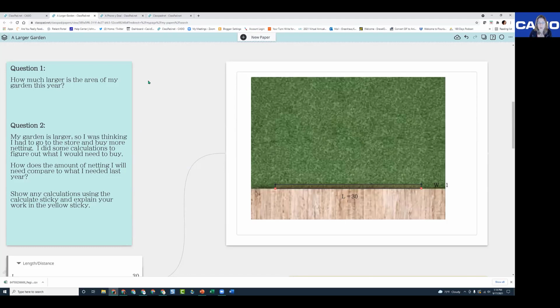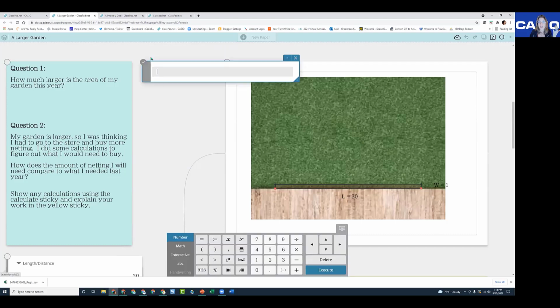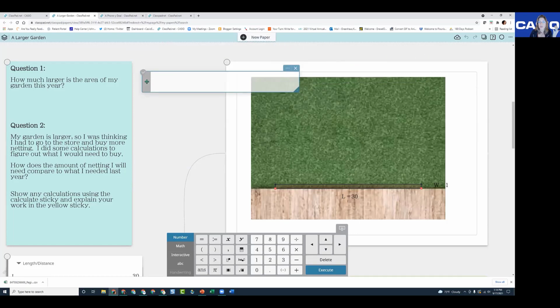So those of you not familiar with ClassPad, if I want to do a calculation or anything else, all I do is click on a blank spot, and here's my options, and I want to get a calculator out. And I can move this where I want. So I'm just gonna leave it here right now.